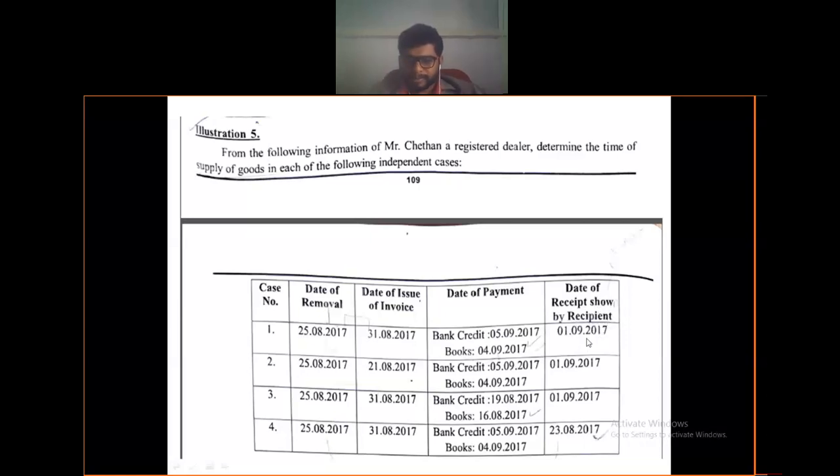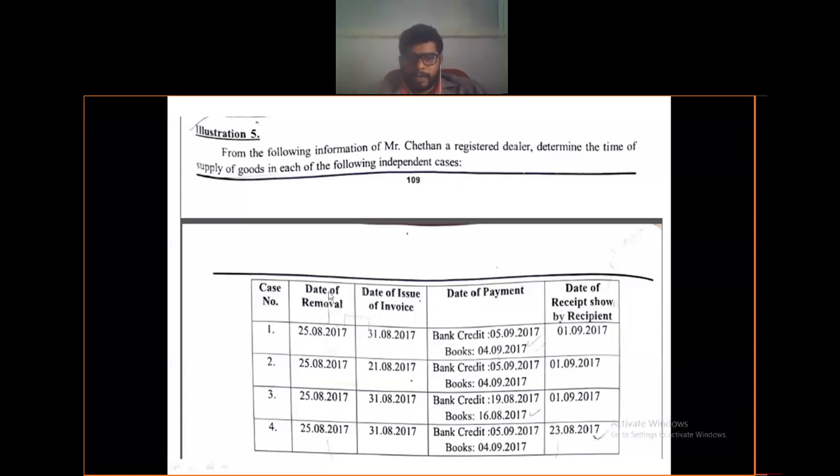So that he can show only after the payment. See, this is not the entry shown in the books of account of the supplier. This is the date shown by the recipient. Therefore, this one also you have to consider. Now see the cases one by one.